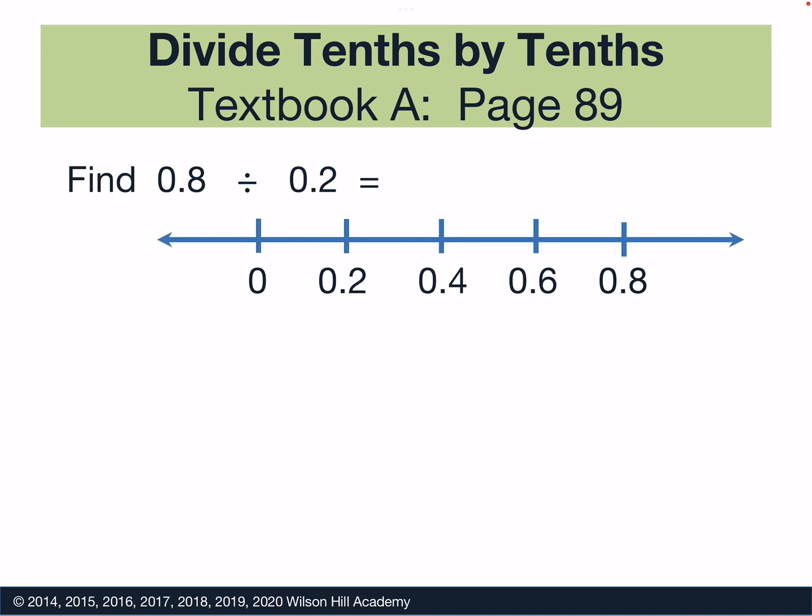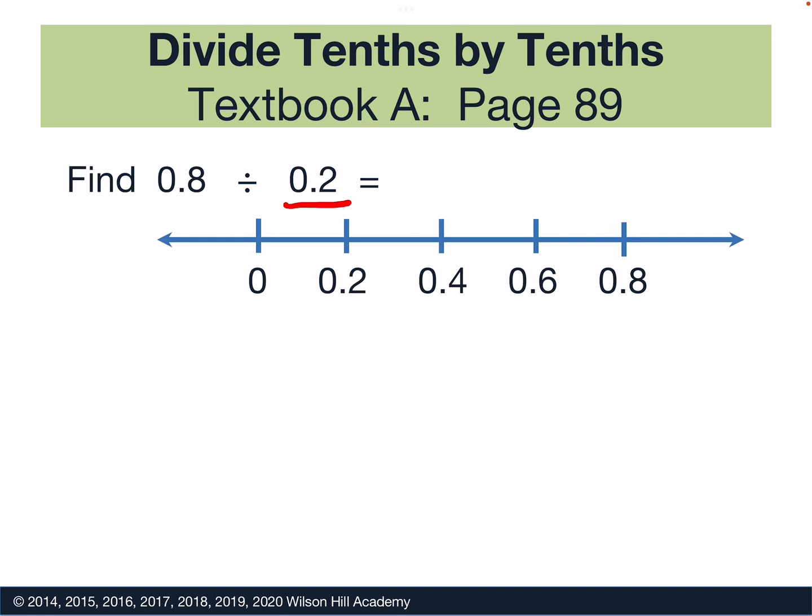And so method number 1 was to draw a picture wherever we could. So in this case, we have a dividend of 8/10, and we're dividing it by 2/10. And whenever we have a divisor, we have a question that we like to ask ourselves, which is how many, in this case, 2/10 are in 8/10.